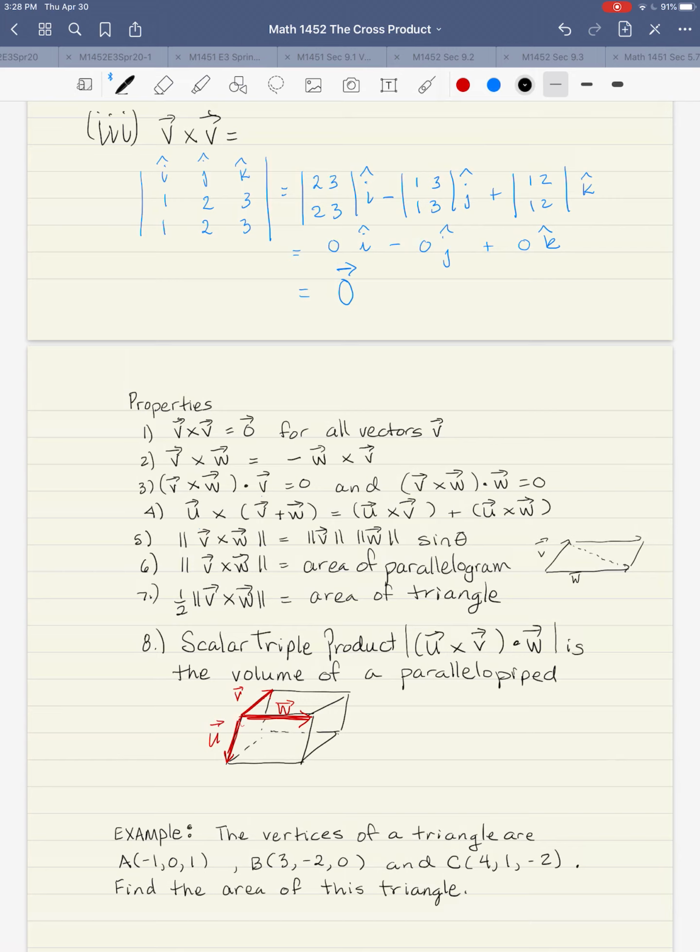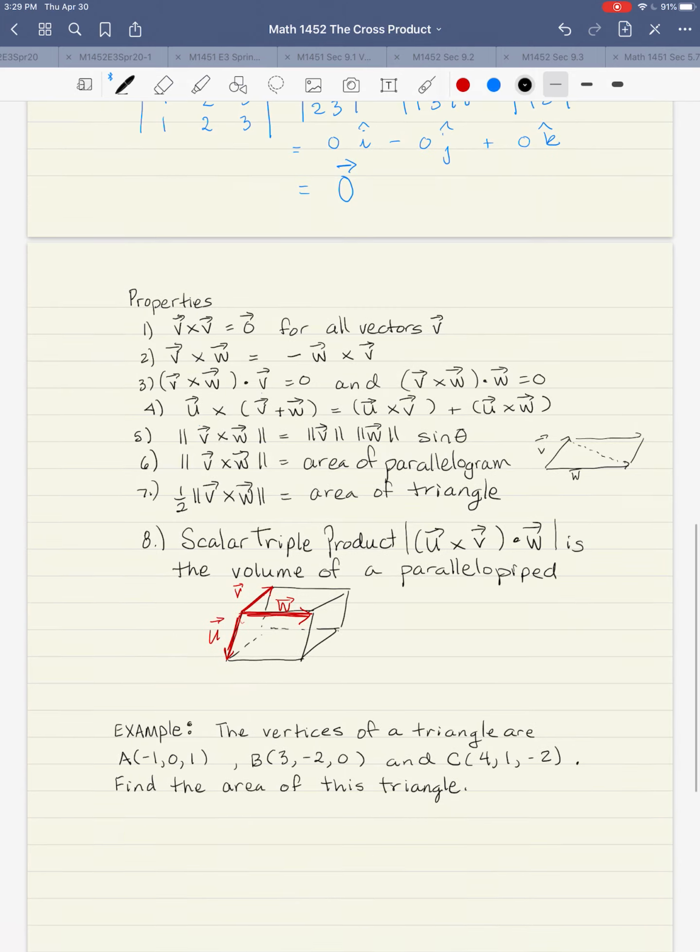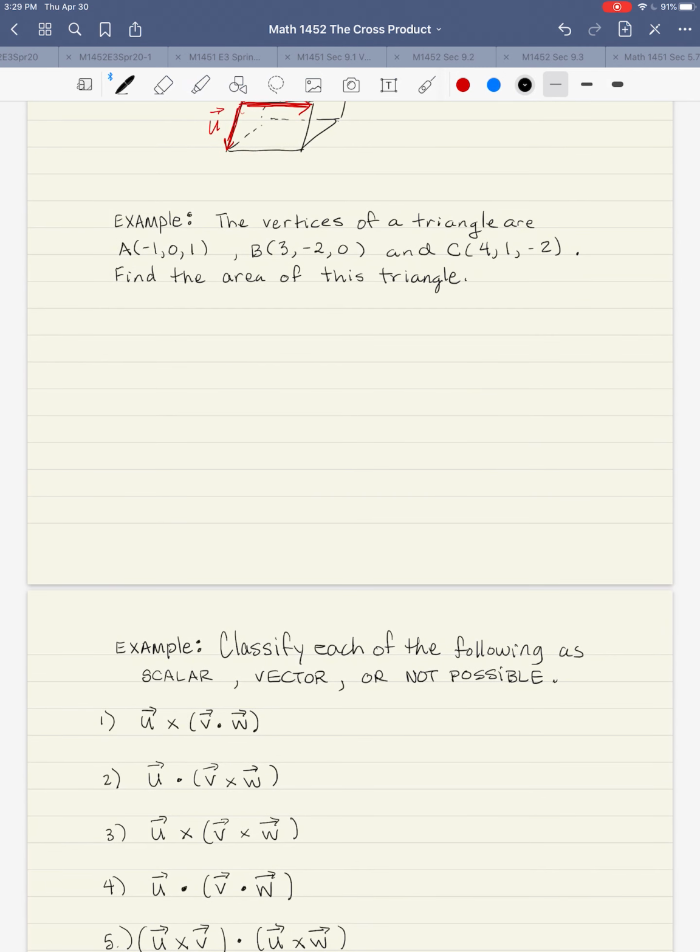That scalar triple product is the volume of a parallelepiped, or a box that's been sat on, whose edges are vectors V, U, and W. So let's use the cross product to find the area of a triangle.